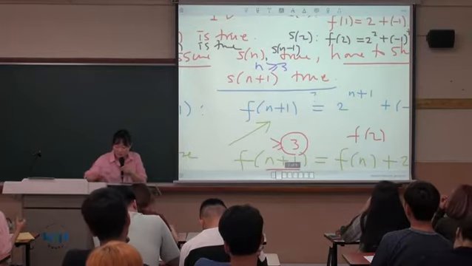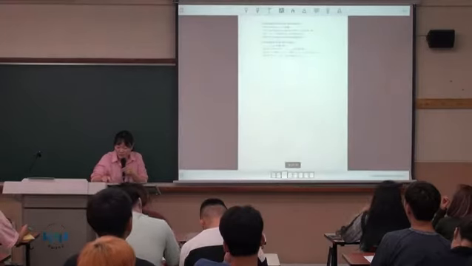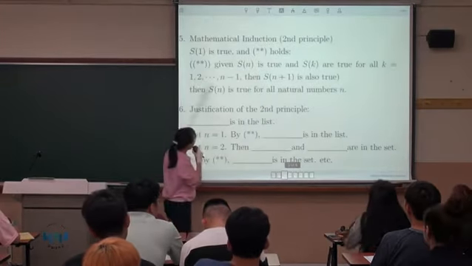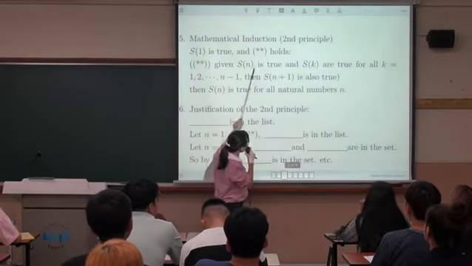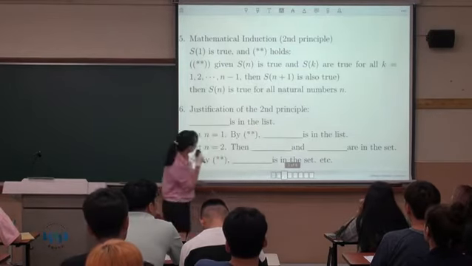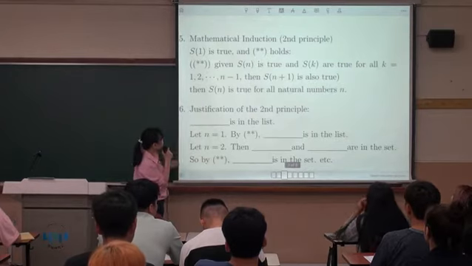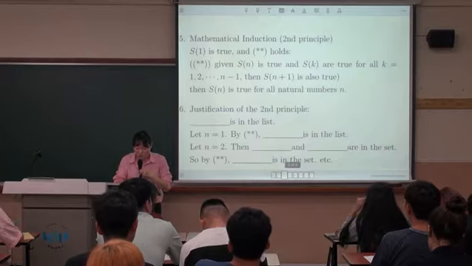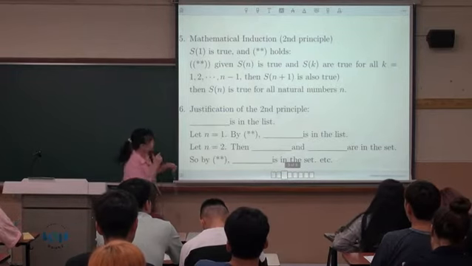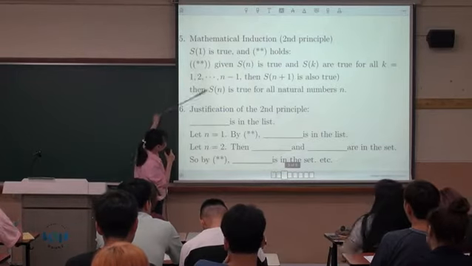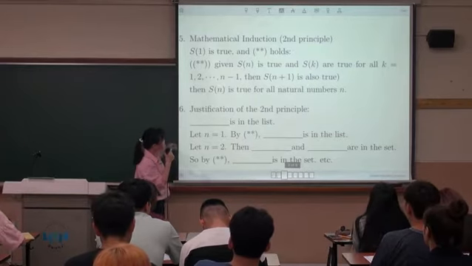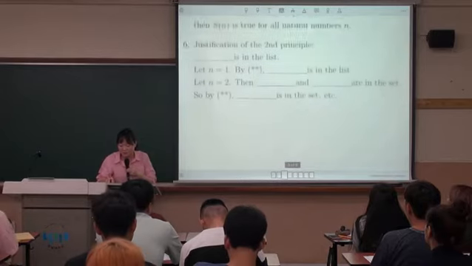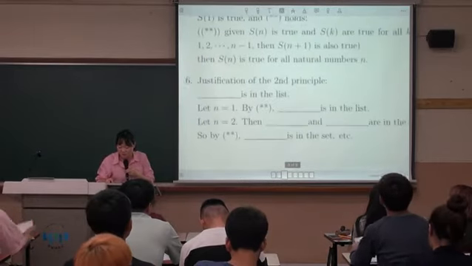So, again, let me explain this fully and then we'll come back. Okay, so S1 is true, and then Sn is true, and all the previous ones are true. Then Sn is true for all natural numbers n. So let me tell you why this generates all natural numbers. Let's look at the justification.